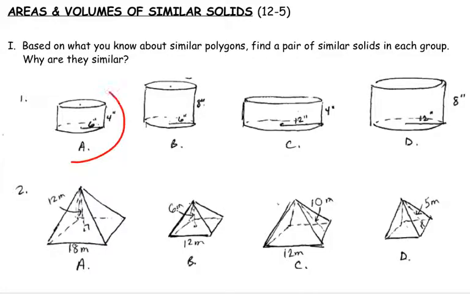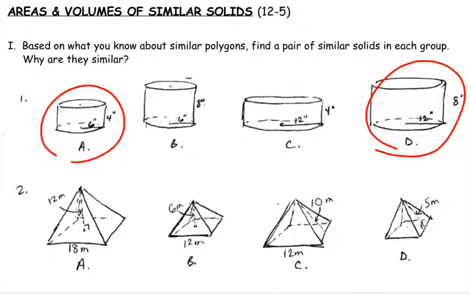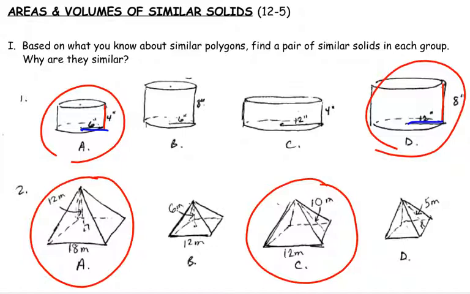For row 1, you should have said A and D, because you notice that the height is twice as much and the radius is also twice as much. For row 2, the pyramids, you should have said A and C were the correct choice. You had to do a little bit of calculation here, but if you calculated the slant height of my first pyramid, it comes out to be 15, because half the base is 9, and I have a 9, 12, 15. That's my 3, 4, 5 triangle, or the Pythagorean theorem.